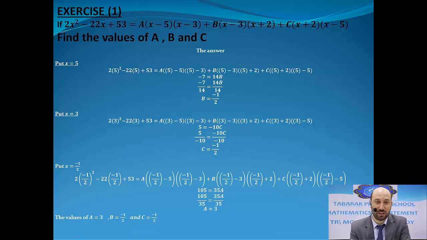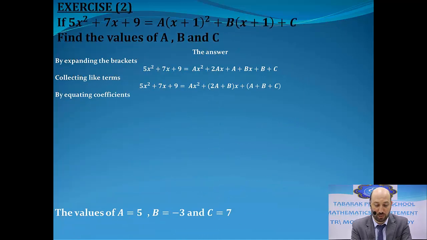Now for exercise 2, how could we find the values of a, b, and c like what we have? If 5x squared plus 7x plus 9 equals a times (x plus 1) squared plus b times (x plus 1) plus c, find the values of a, b, and c. How could we find it?